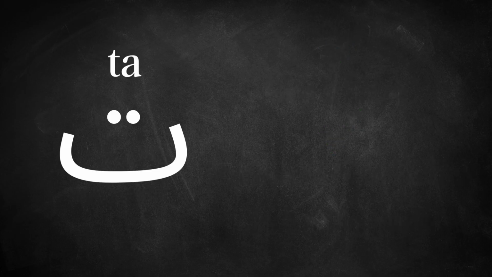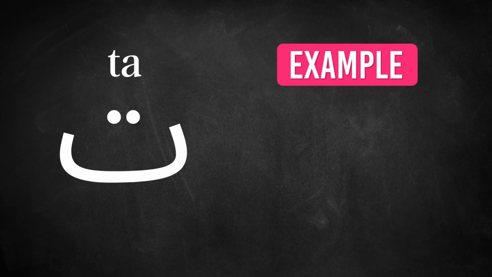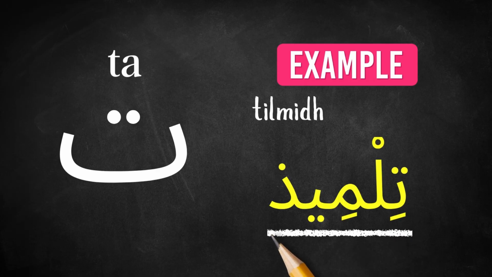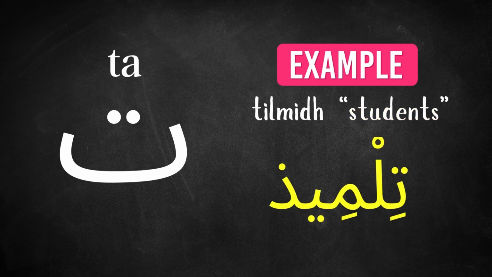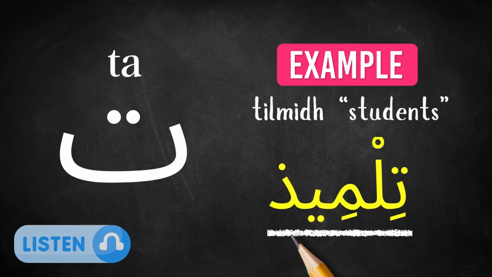First, let's look at the letter ta. It's a light, clear sound made at the front of the mouth. Example: the word تلميذ, which means student. Start with the letter ta. Listen: تا تلميذ, تا تلميذ.